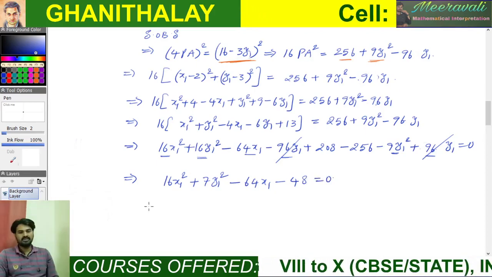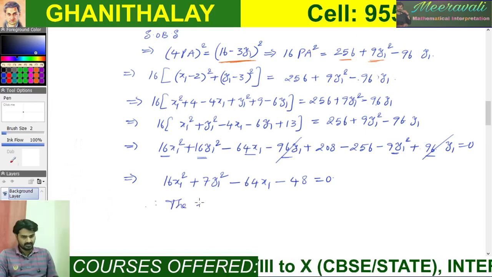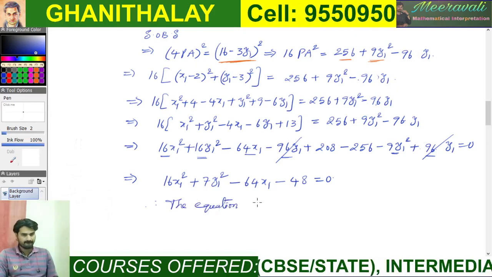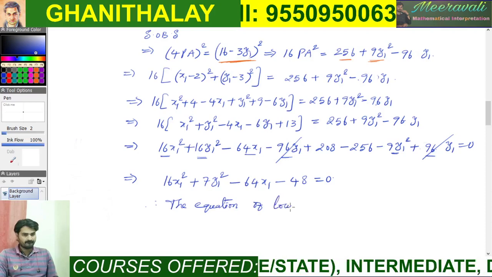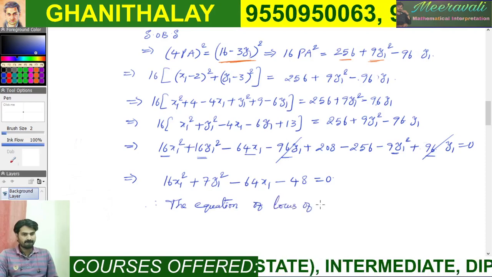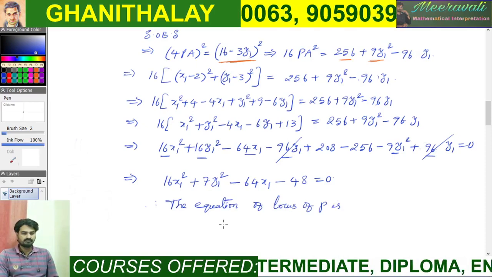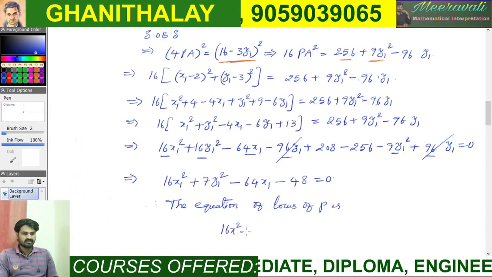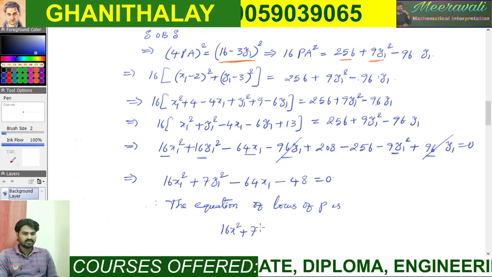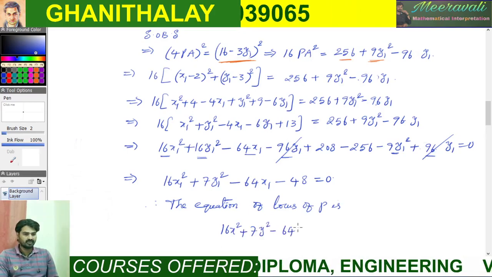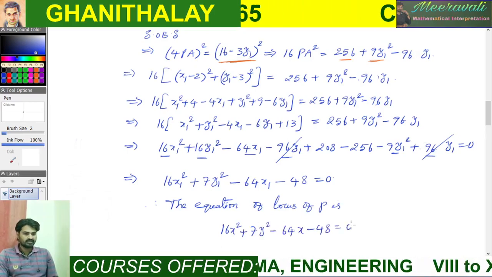Finally, therefore the equation of locus of P is 16x square plus 7y square minus 64x minus 48 is equal to 0.